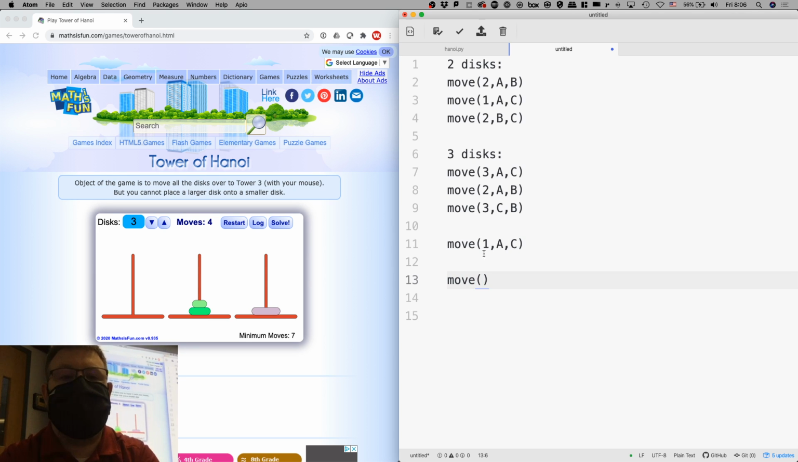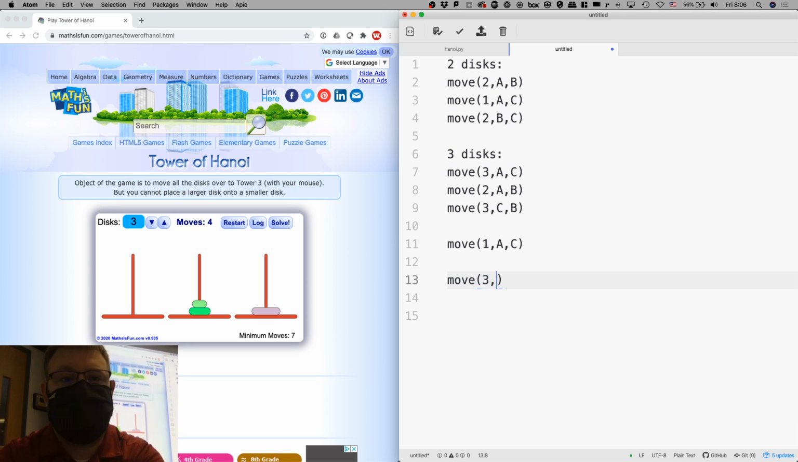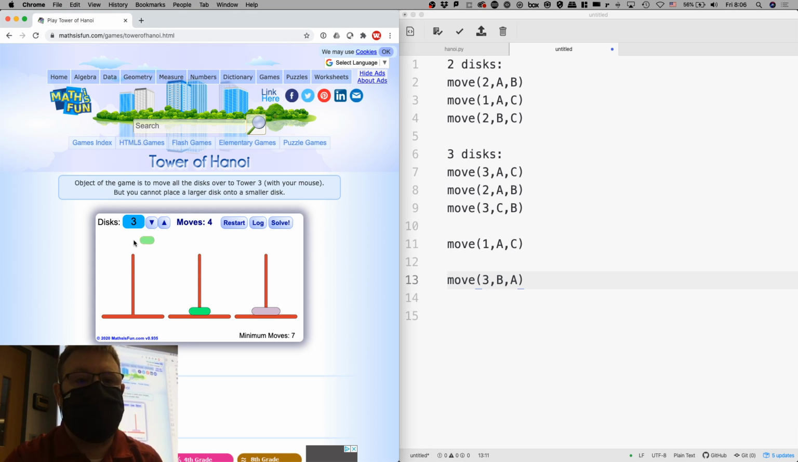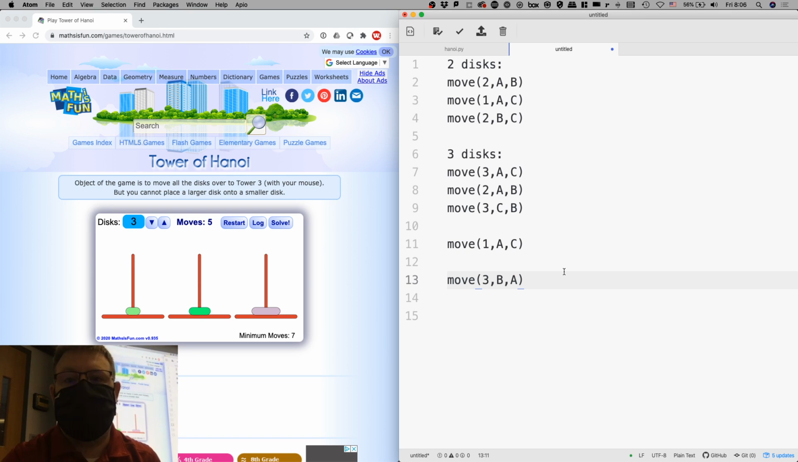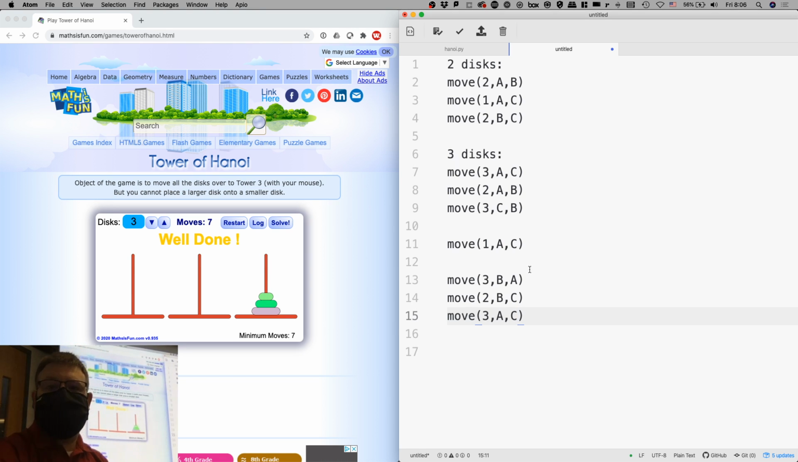And then finally, I just need to reverse the process. Now I'm moving these top 2. They're sitting at B. I need to move them to C. So step 1 is move 3 from B to A. Okay, so that gets him here. Then I need to move 2 from B to C. And finally, I need to move 3 from A to C. So move 2 there and move 3 there, and we've got it.